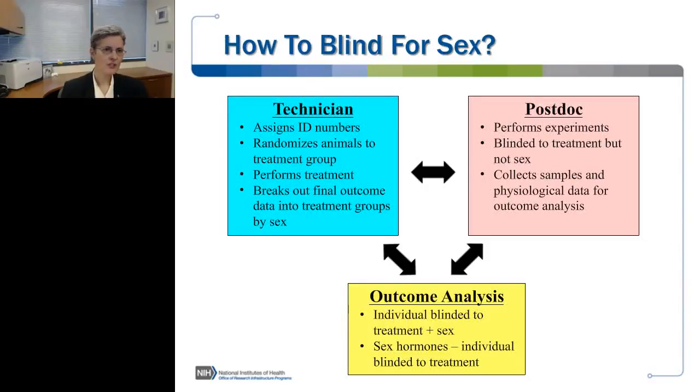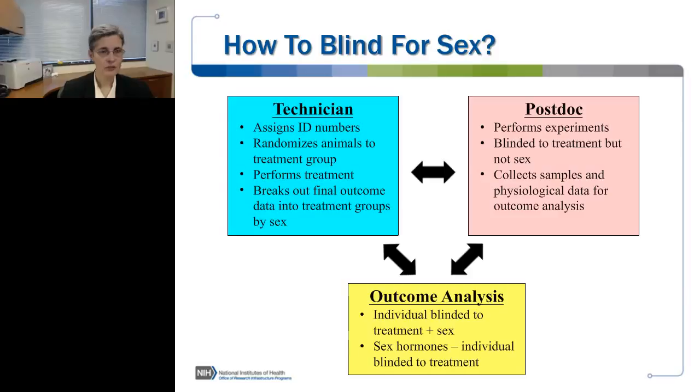Now, a common question that comes up when I talk about sex as a biological variable is how do you blind for sex? And again, in several of the presentations throughout the conference, you've heard how important it is to randomize and to blind in your studies. And in order to blind for sex, you really have to take a team approach. And I give here an example from my own research program where we planned out different parts of the study so that we could blind the eventual evaluation by sex.